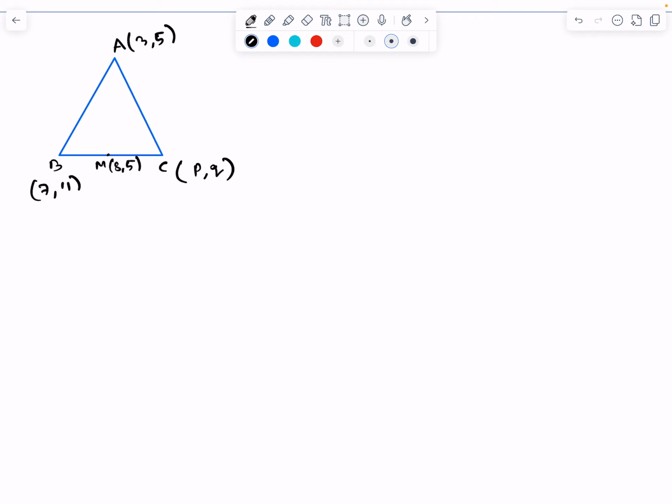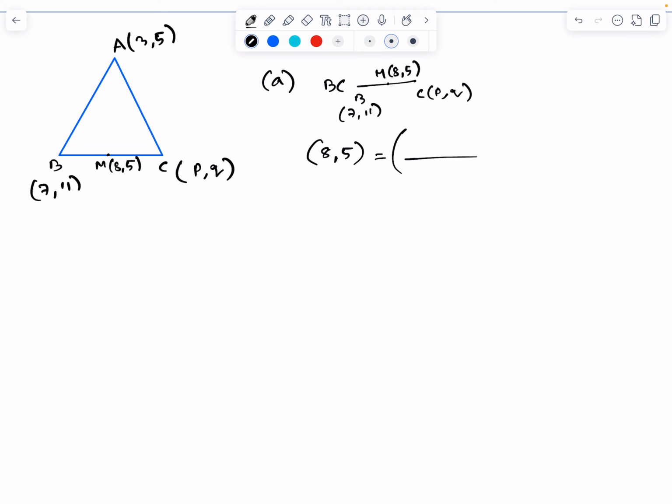So we are going to solve question A. Question A is: find the value of P and Q. Let's say BC is our straight line. In the line BC, we have point B and point C, but point C is unknown and point B is (7, 11). The good thing is we have the midpoint of the line BC, so we already know how to solve this question.